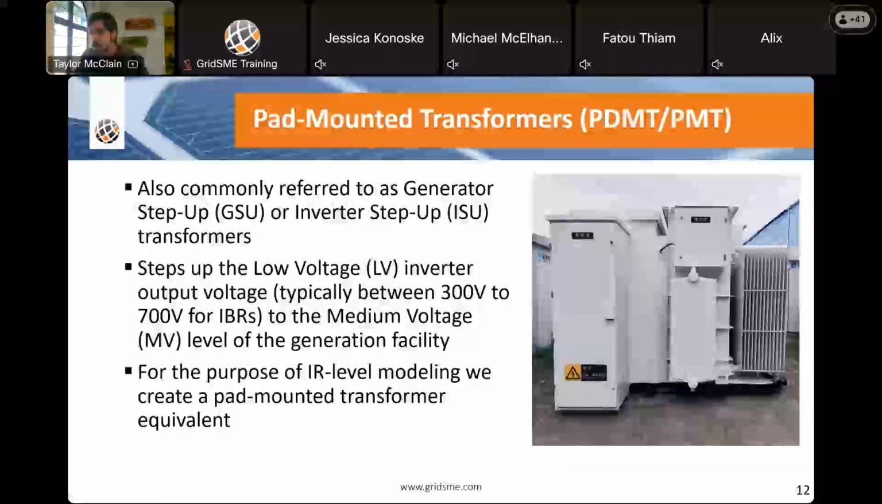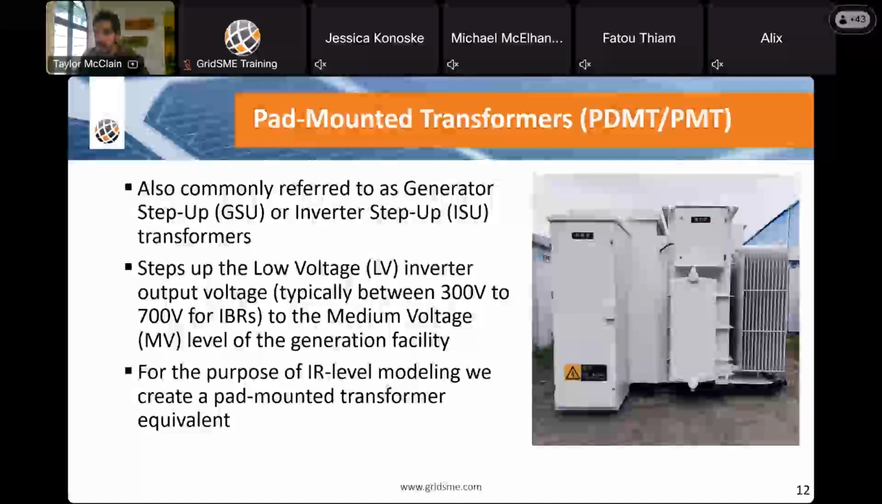The next component is the pad-mounted transformer. And so this is typically located in the same exact location as the inverter, very often on the same exact skid. And oftentimes inverter manufacturers pair the transformer and the inverter as an option to purchase together. Going back to the discussions about the main power transformer and how sometimes those are referred to as GSUs for older conventional gen facilities. Technically, for the inverter-based resource, the pad-mounted transformer is the generator step-up transformer.